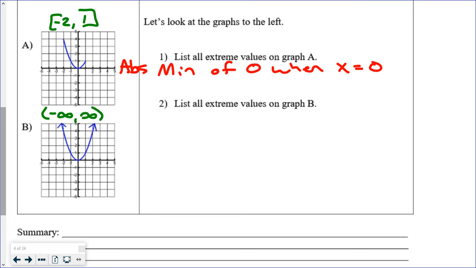Local, absolute. And again, I agree. This would be the absolute maximum because it is the highest point overall on this graph. And what about this other endpoint over here? Yeah, I call that one a local. In its nearby area, it is the highest point, but it's not the highest point overall. So we'd have one more here.